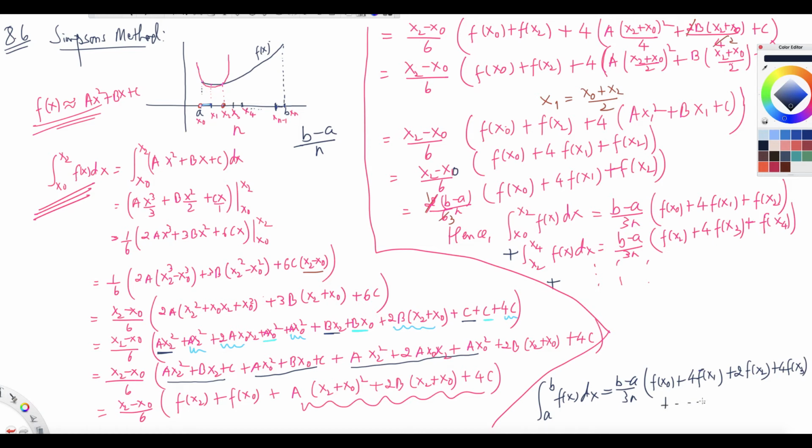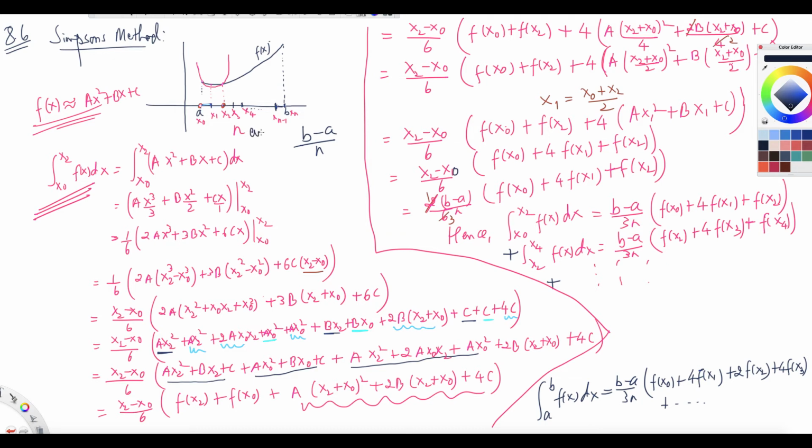Okay guys, so ultimately what will that look like? If there is an even number of terms, then the first one and last one will be f of x0 and f of xn. But for the middle terms, if it has an odd subscript, then you will have 4 times. If it has an even subscript, then you will have 2 times. So I'm saying that suppose n is even.